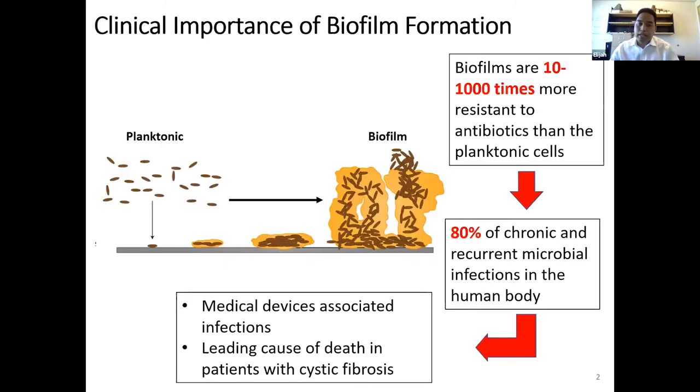So bacterial cells are able to cluster into a structure called biofilm. And biofilms are about 10 to 1,000 times more resistant to antibiotics compared to their planktonic counterparts. Because of this, they are extremely difficult or almost impossible to eradicate once they have formed. Therefore, they also contribute to about 80% of chronic and recurrent microbial infections in the human body. Some important clinical concepts include medical device associated infections and also being a leading cause of death in patients with cystic fibrosis. Next slide.